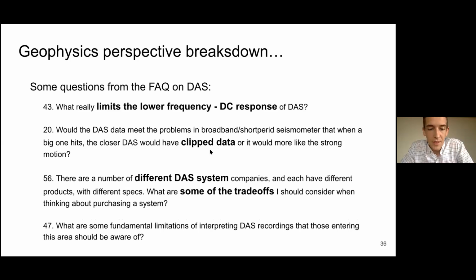Another question that comes up a lot, and I get this question a lot, is when we compare different DAS systems, there are trade-offs, right? So if we record strain rate versus strain, or we record at a given sampling rate, that's possible with some instruments and not at others. What are the trade-offs here?